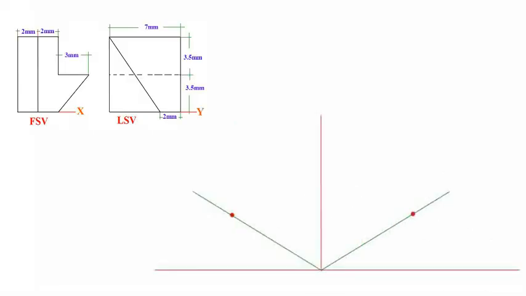Before we begin constructing the isometric box based on the established isometric axes, it is essential to first determine the front side position of the object.